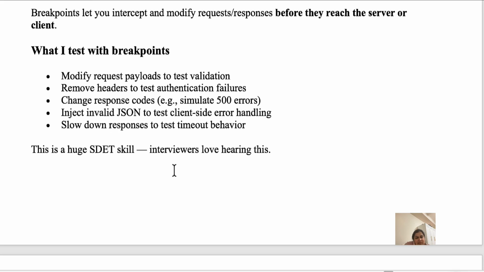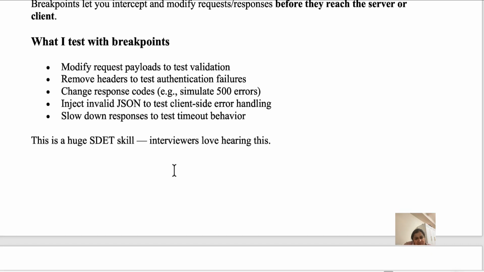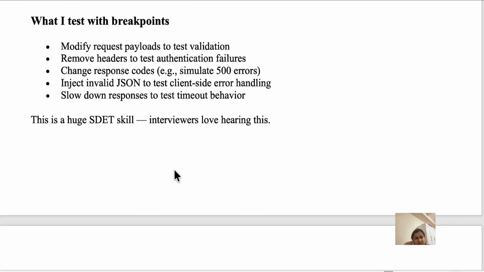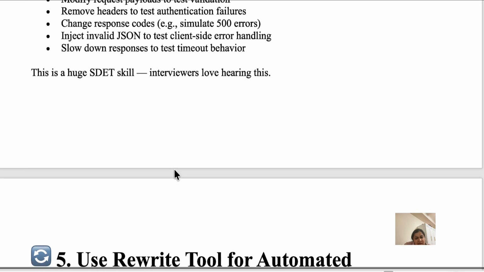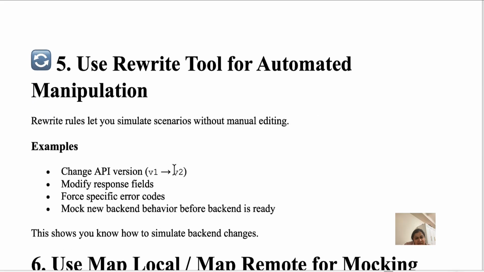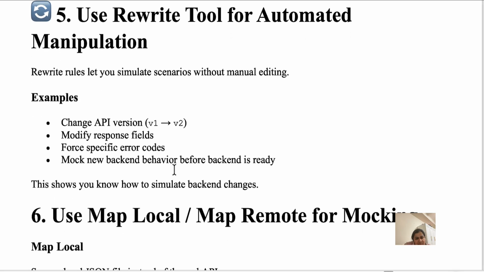If there is a server-side error, it could give 500 series errors. We can inject any invalid JSON to test client-side error handling, and slow down responses to test timeout behaviors. So these are the things they look for in a STAT interview process, and you have to use the rewrite tool for automation and manipulation.